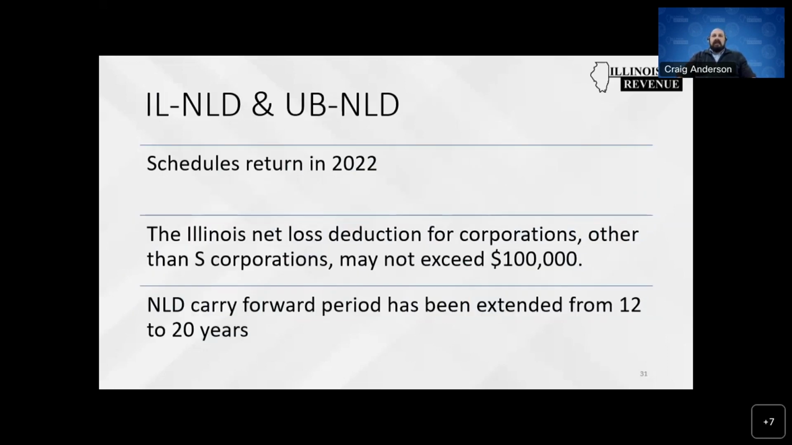Illinois NLD and UB NLD are returning for next year. Just as a reminder, we're on a $100,000 NLD limitation for corporations. And NLD after November 16, 2021, anything that still existed moved from 12 years to 20 years carry forward.